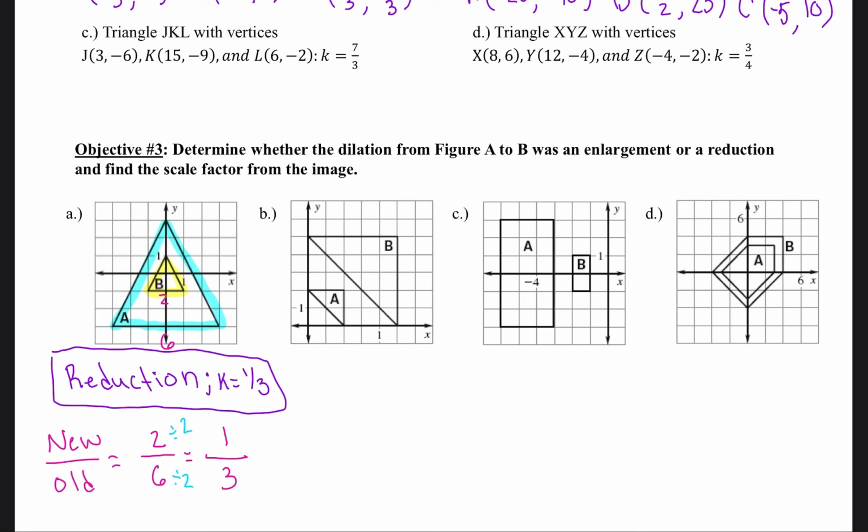And I know that's a correct answer because reductions have to be less than 1. And 1/3 is less than 1. So if you accidentally did it backwards, you get 3/1, and 3 is bigger than 1, but you know it's not an enlargement, so you can fix your answer from that.